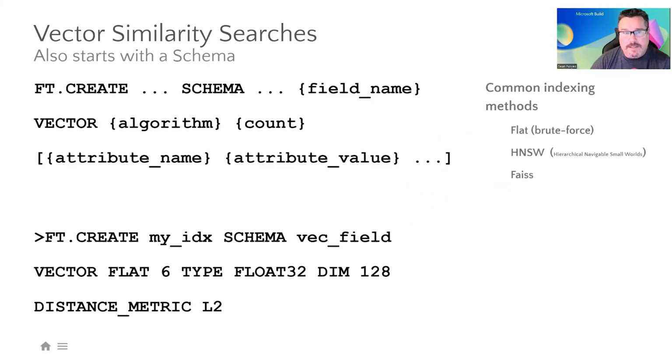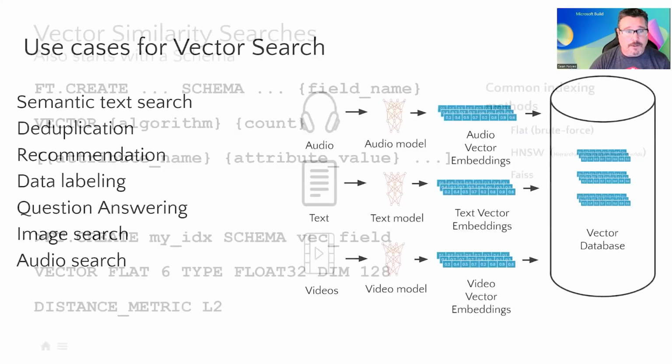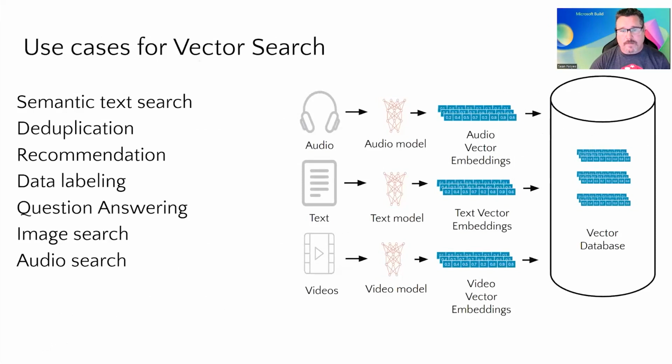So the vector similarity searches also start with the schema, again, because this is Redis Search. You can see I have the syntax up here. We're basically saying that you want to create it. You have to give it an index name. You say that this is a schema. You define your vector field. Then you pass in the different types of algorithms you want and the different type of calculation you want, and effectively create your schema within Redis Search here, which you can then query against.